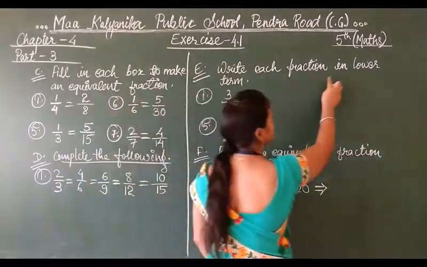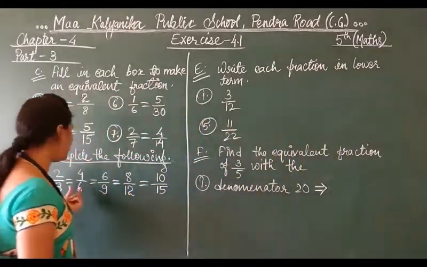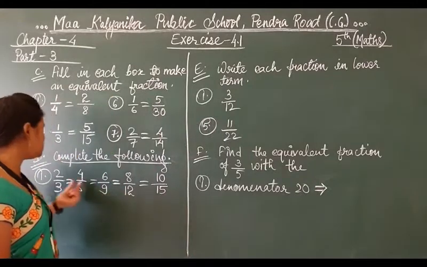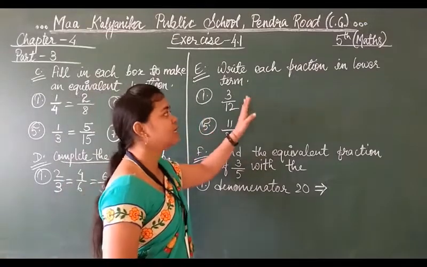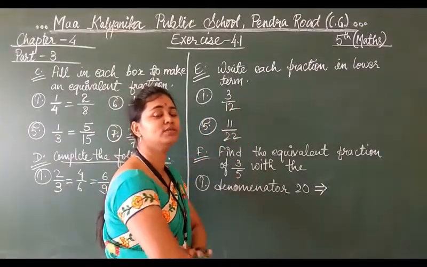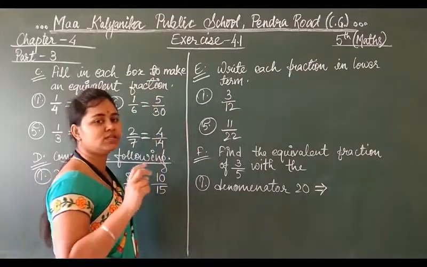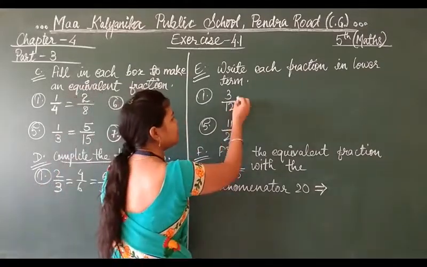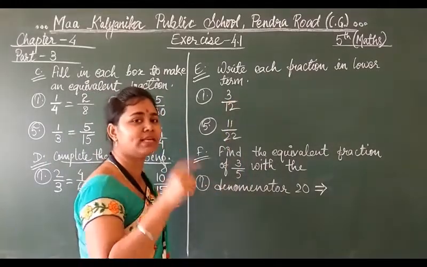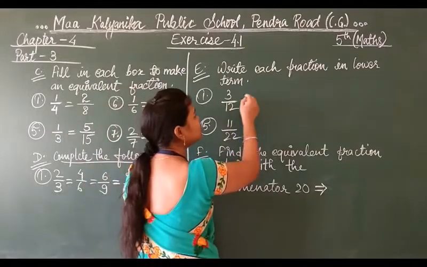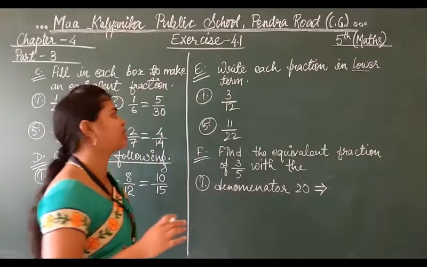Write each fraction in lower terms. I told you lower terms and higher terms. These all are the higher terms. Why? Because we have multiplied and we have received the equivalent fraction. But here we have to find lower terms, means we have to find a number which can divide both numerator and denominator, and we have to take the same number. So here lower terms is given, means we have to divide to get the lower terms.